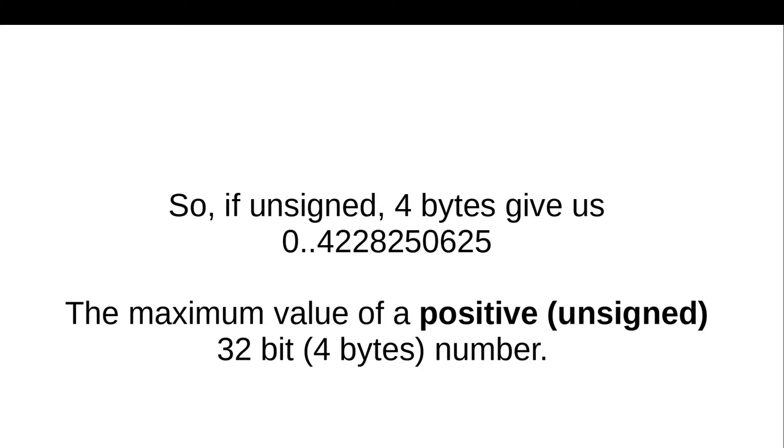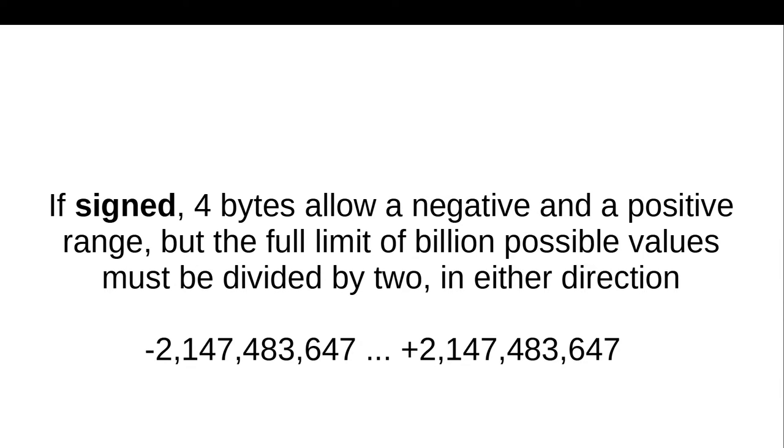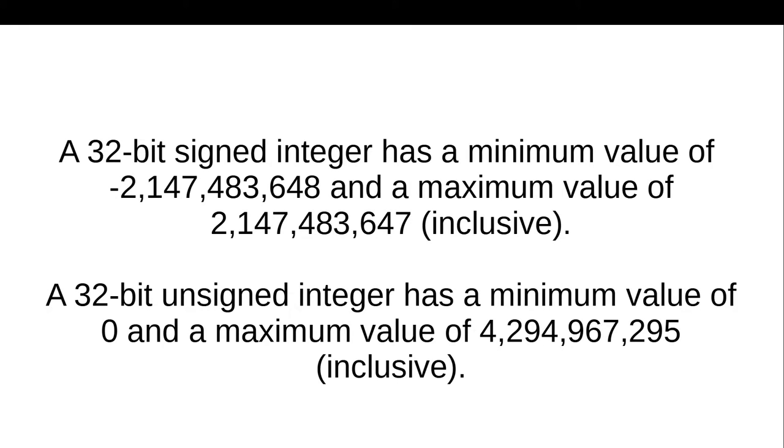Then we get into the realms of signed and unsigned numbers. An unsigned number is one that only goes from 0 upwards, in the positive direction. In the case of a 4-byte value, you can go up to 4 billion in the positive direction. If it's a signed value, 4 bytes allows a negative and a positive range, from negative 2 billion to positive 2 billion. So a signed integer has a minimum value of negative 2 billion and a maximum value of positive 2 billion. An unsigned one, on the other hand, can only go from zero upwards.